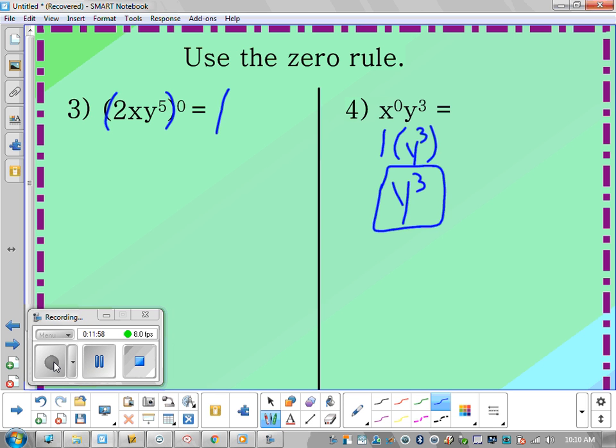When you look at number 4, don't get tricked because there's a 0 exponent. Yes, x to the 0 is 1. However, you still have y to the 3rd. So your answer of 1 times y to the 3rd is y to the 3rd.